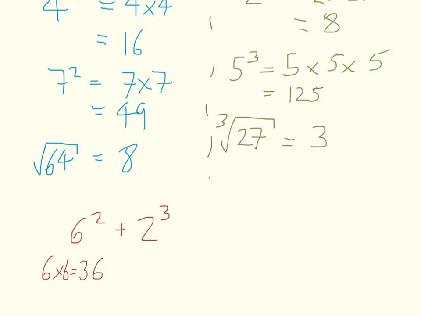So we're going to be doing 36, add something. So 2 cubed, so 2 times 2 times 2, which is 8. So we need to do 36 add 8, which is 44. So square numbers means times by itself, and cube numbers mean times by itself 3 times.